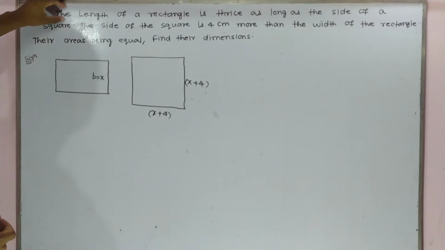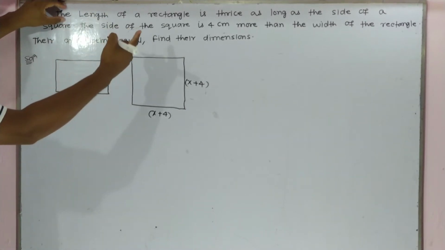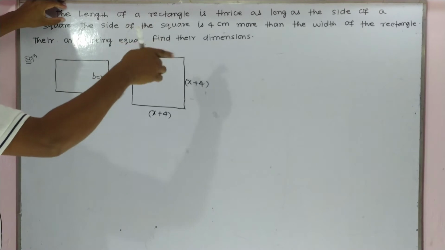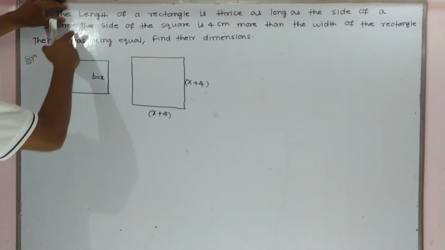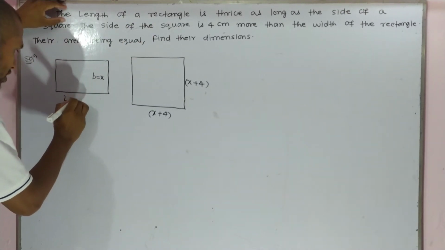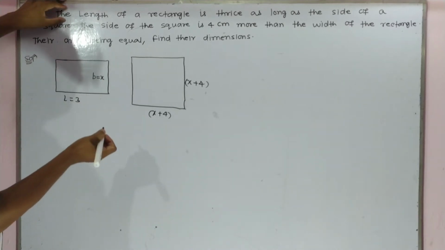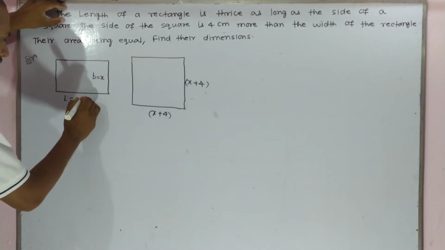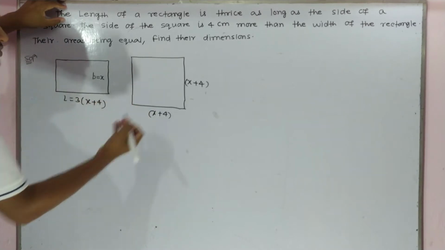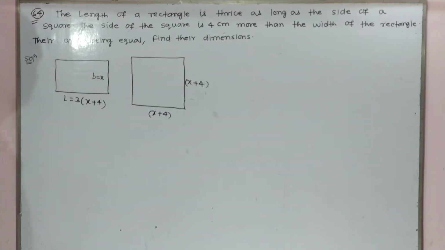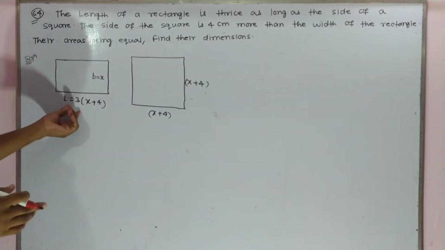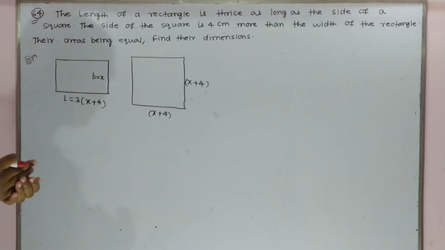The first statement says the length of a rectangle is thrice as long as the side of the square, so the length L is given by 3 times the side of the square, which is 3 into x plus 4. The side of the square is x plus 4. I hope you are able to follow me. The length becomes 3 into x plus 4 and the breadth becomes x.